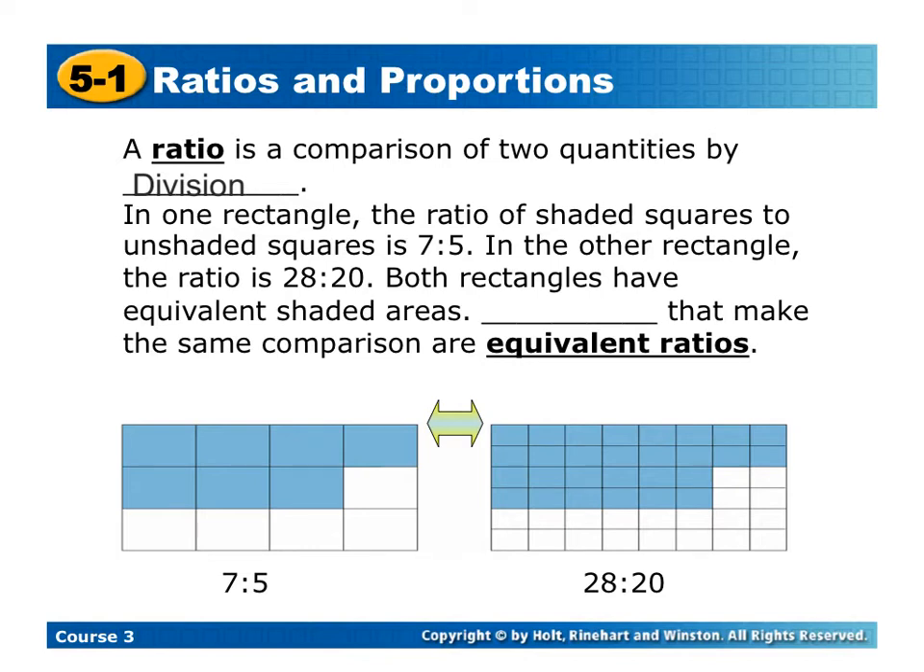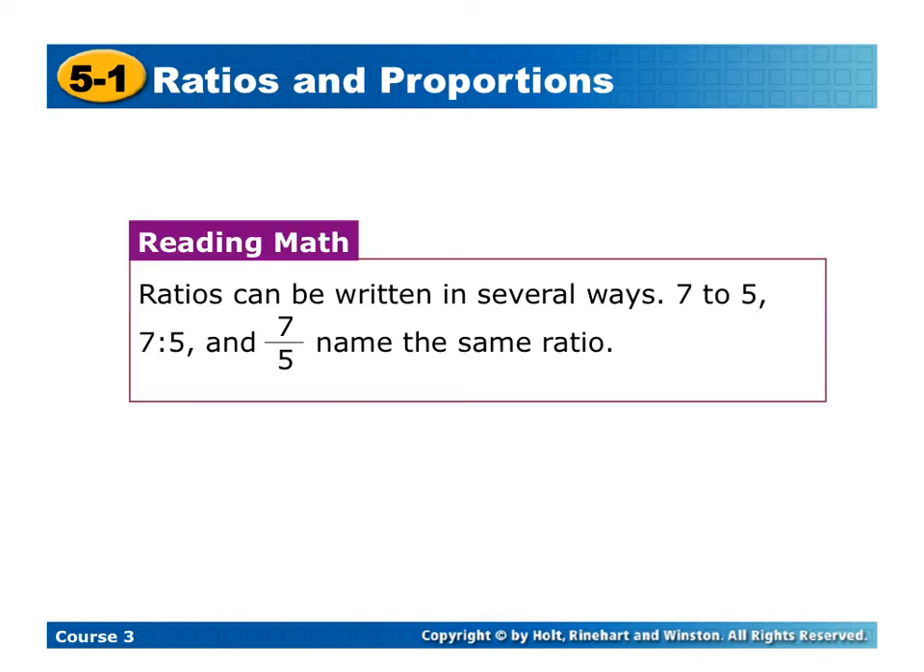So ratios that make the same comparison are equivalent ratios, kind of like equivalent fractions. Because if we look at the shaded regions, even though the pieces are cut smaller in that second one, as a picture, they are the same. Keep in mind that ratios can be written in several ways. We could write them as 7 to 5 with the 2 written out. We could write it with a colon in between, and we can also write them as a fraction. And they all name the same thing.